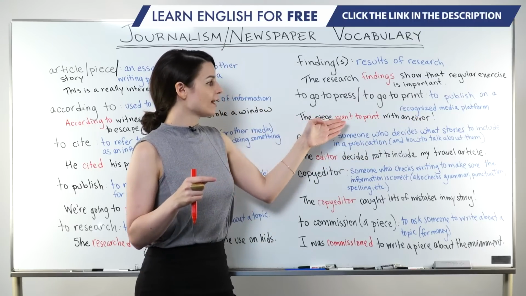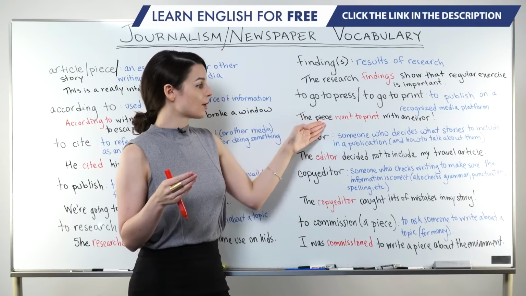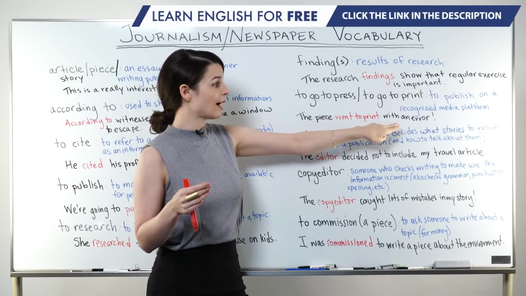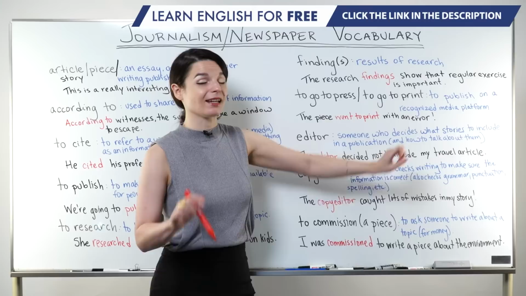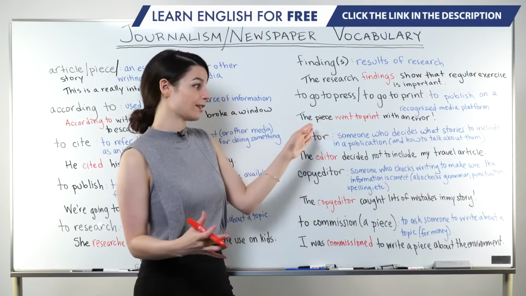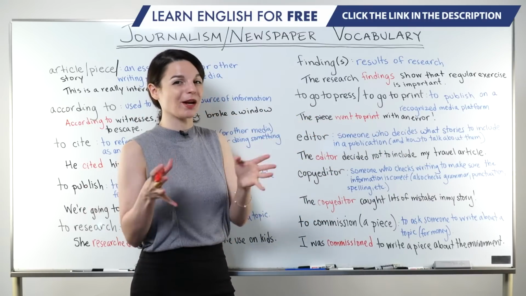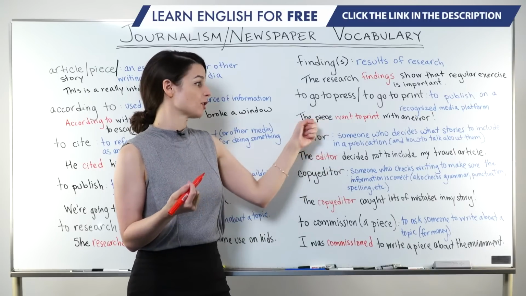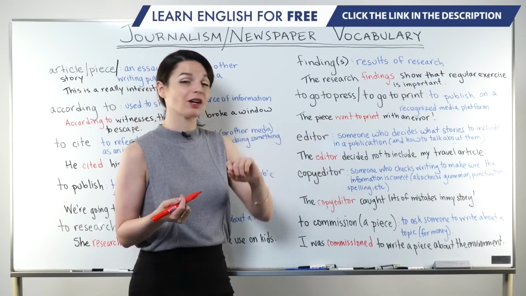The piece of writing, the thing a person wrote, was shared to a lot of people on a recognized media platform, but there was a mistake inside the writing. So that's what this means. This is, of course, a much shorter way to say that. The piece went to print with an error. We could change this, the piece went to press with an error as well.